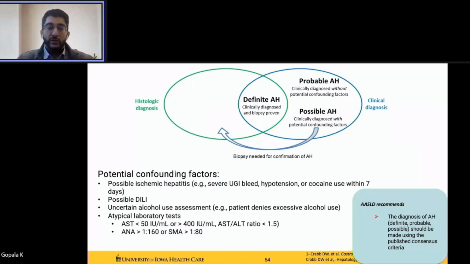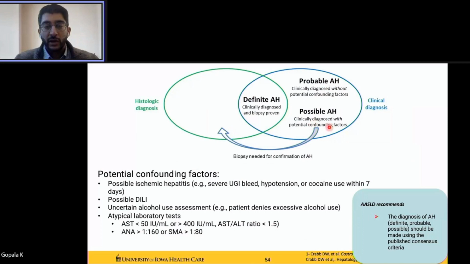So what about liver biopsy? Do we need to do liver biopsy in these patients? Typically not. Basically, you can use this criteria from previous to see if they have possible alcohol-related hepatitis or probable.